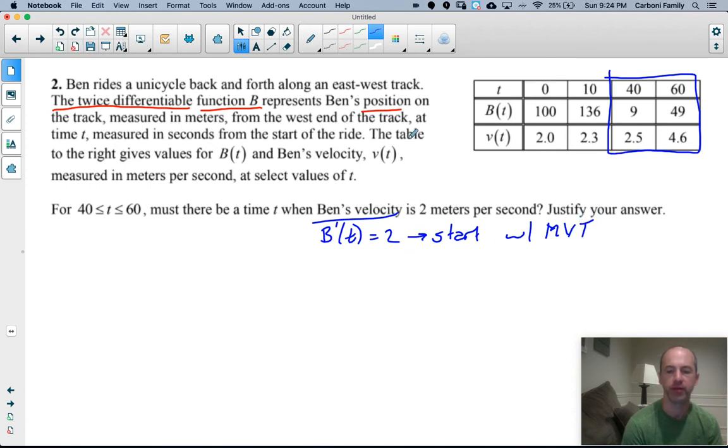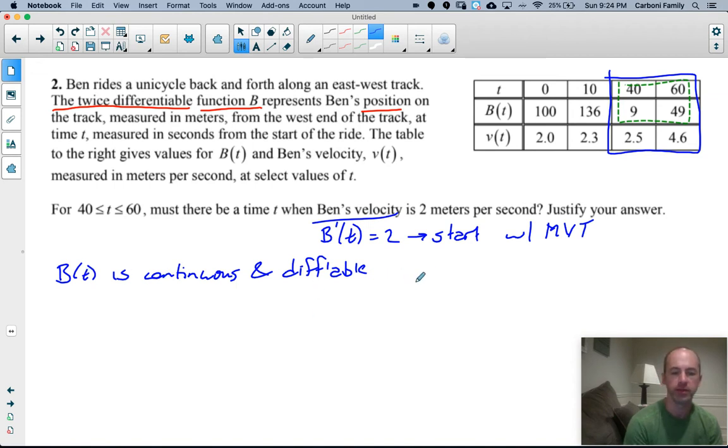And so if I'm going to try the mean value theorem, now I'm going to consider this information right here. And if you're going to use the mean value theorem to justify any kind of a statement on the free response portion, you must establish the requirements for the mean value theorem, which is that your function is continuous and differentiable. So I'm going to start by saying that B of t is continuous and differentiable, right? So there is my laying the groundwork for the mean value theorem.